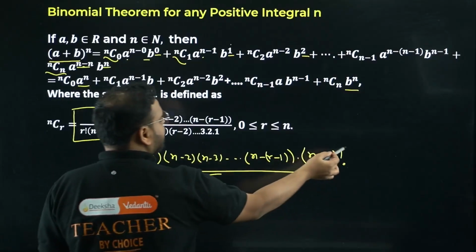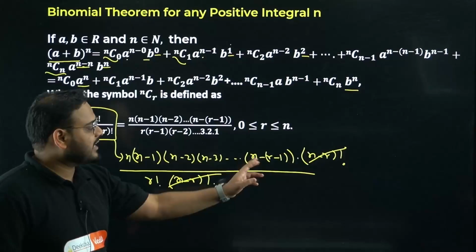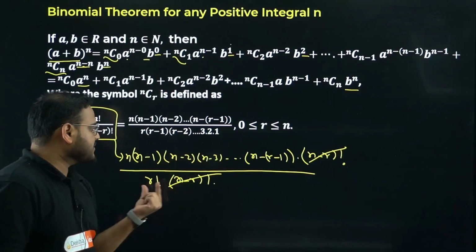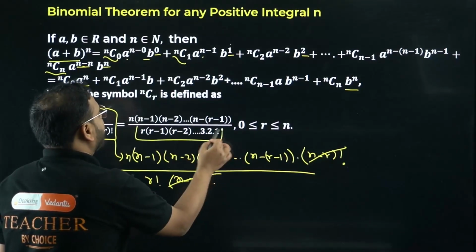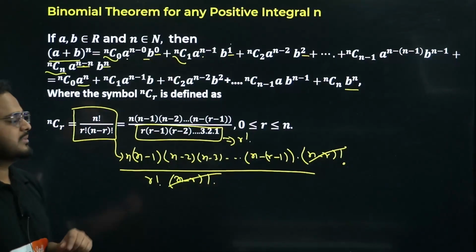I can cancel this and this part. Now it's the same thing written over here, n into (n minus 1) all the way to (n minus r plus 1) in the numerator. And what is this part? This is nothing but r factorial. Okay, simplification of this order.